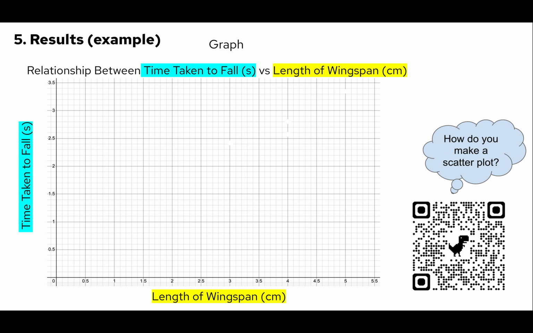And then we have our title. Again, the title looks very similar to what we've been writing before, but notice that I did reverse the order of the independent and dependent. So we say relationship between the dependent variable versus the independent variable.